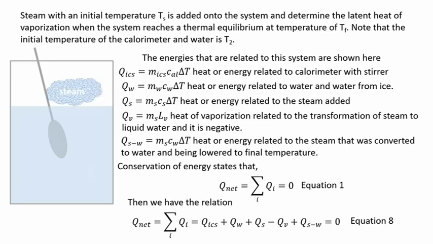Heat related to water and the water from ice. So this is basically the sum total of water. Heat related to steam. Heat related to latent heat of vaporization during the condensation of steam to water. In this case the steam is losing heat, so this parameter is negative. Then we have heat related to water from the steam that was converted.